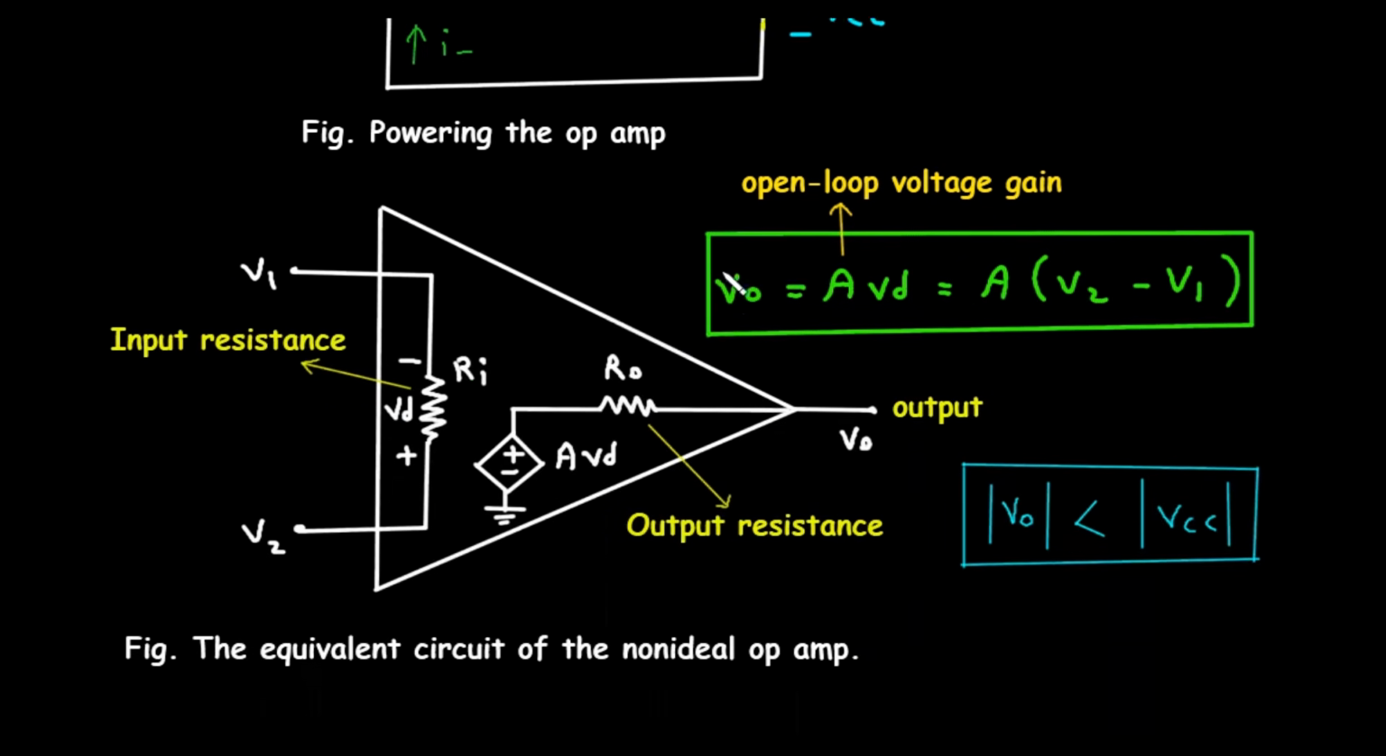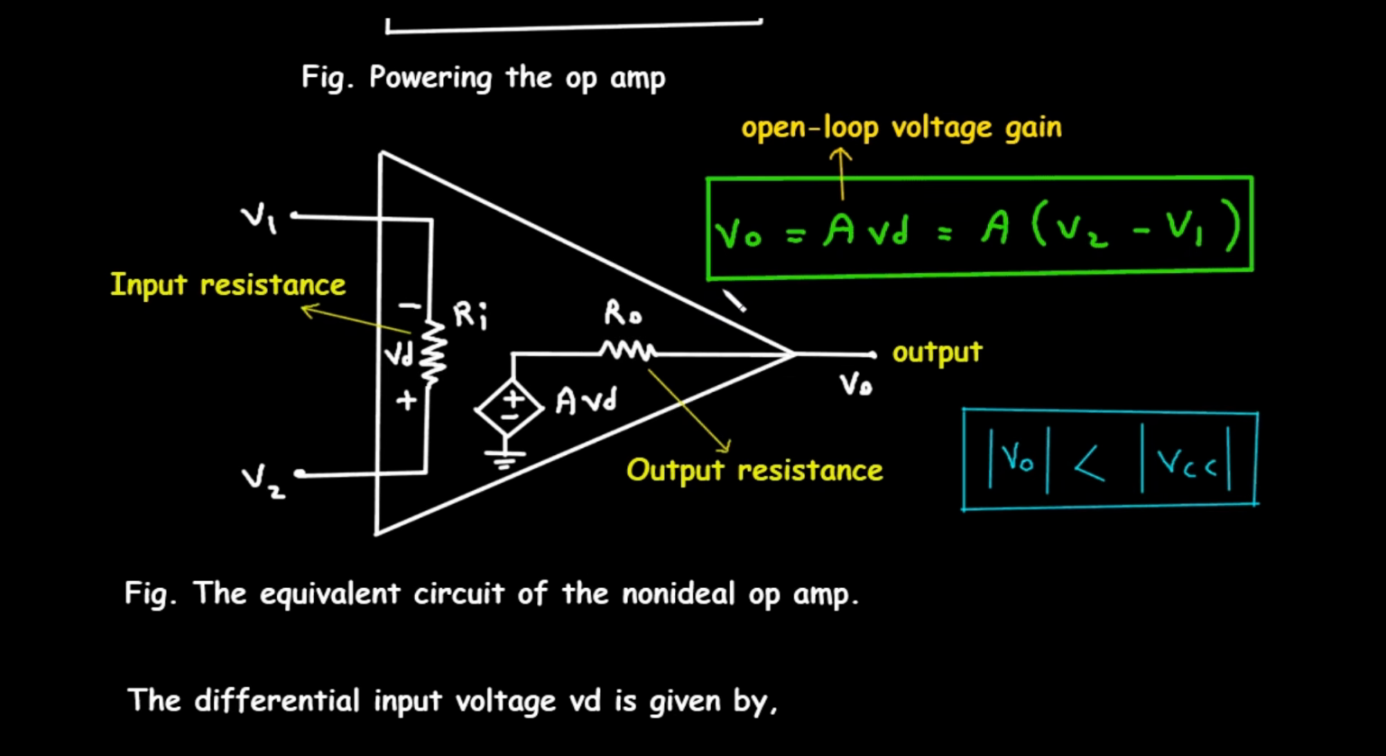Now next, we will see the non-ideal equivalent circuit. Here we can see this is the equivalent circuit of the non-ideal OpAmp. First of all, let's look inside the symbol. This is a model of what a real non-ideal OpAmp behaves like. It has input resistance Ri. Here we can see this is the input resistance. This is the resistance seen between the input terminals. In a real OpAmp, it is very high but not infinite.